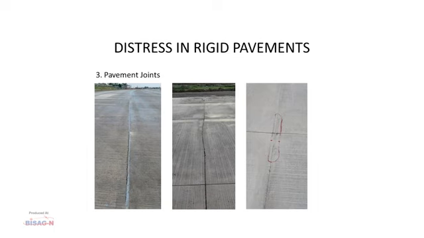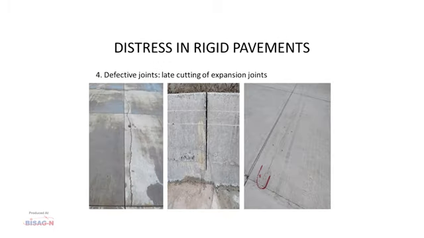Again, you can see a small crack which has formed very near to the expansion joint. Here you can see a small crack which has formed along the length of the slab. Here you can see a small crack very near to this artificial joint. Again, in this picture you can see a crack very near to the expansion joint. The main reason behind this crack formation is the late cutting of expansion joints.